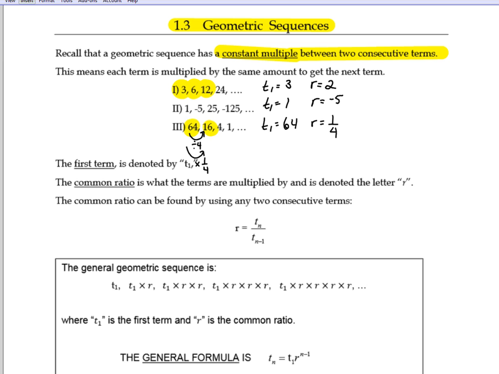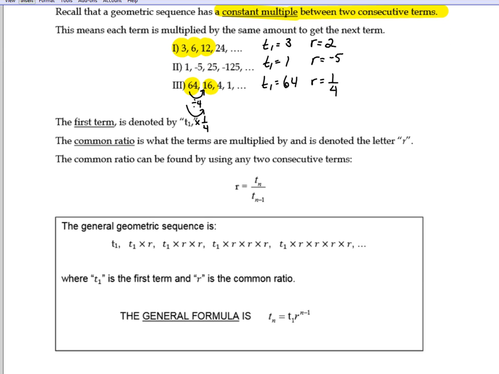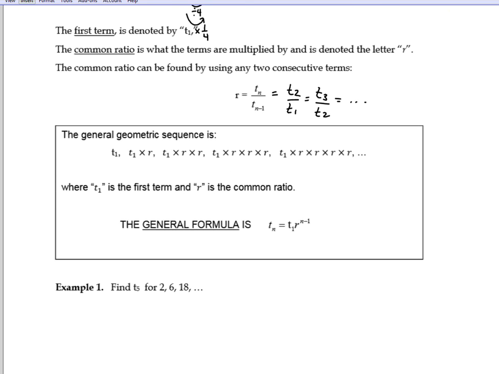16 divided by 64 is 1/4. Or 4 divided by 16 is 1/4. 1 divided by 4 is 1/4. So that's why it's called a common ratio, because you can take term 2 divided by term 1, or term 3 divided by term 2. When you divide the consecutive terms, you get what you're multiplying by each time. And so forth, dot, dot, dot. So finding the ratio of the two consecutive terms.